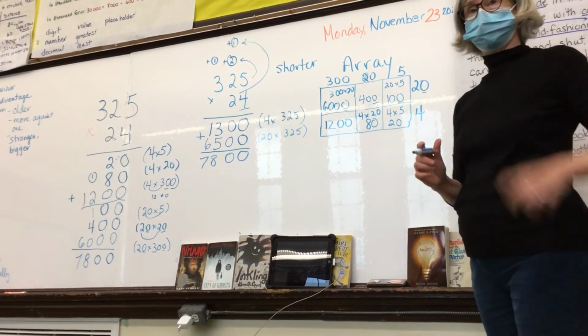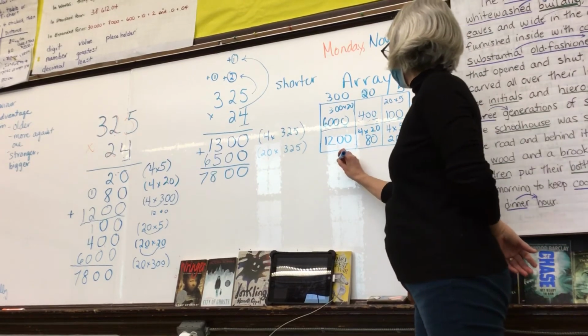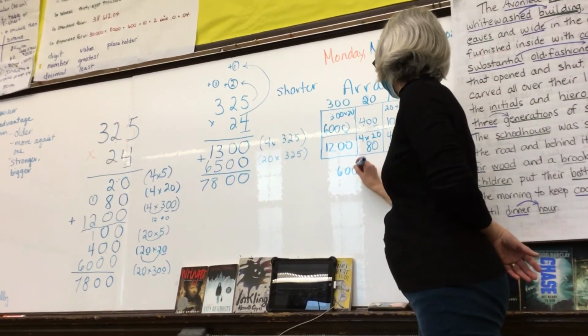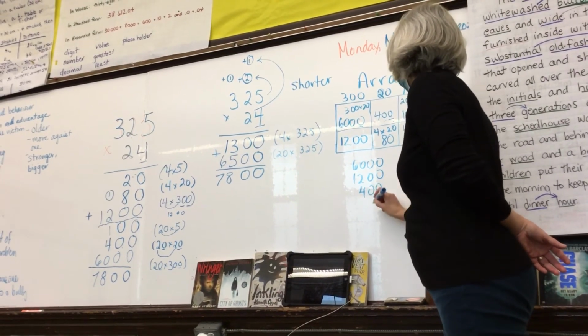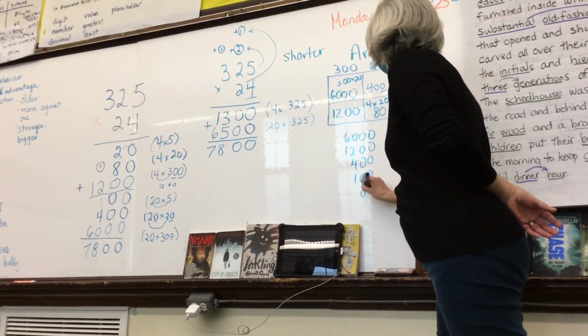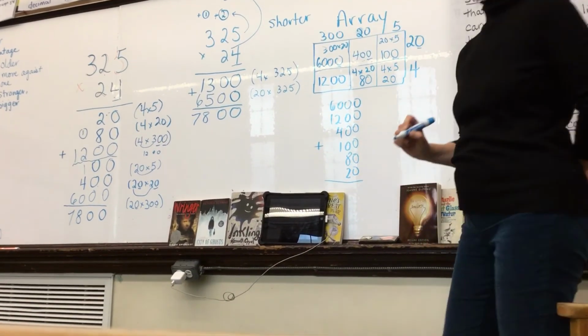Now what do I do? Add. What do I add? All the numbers. So 6,000, 1,200, 400, 100, 80, and 20. And what's the total for that going to be when I finish adding it? What's the sum?